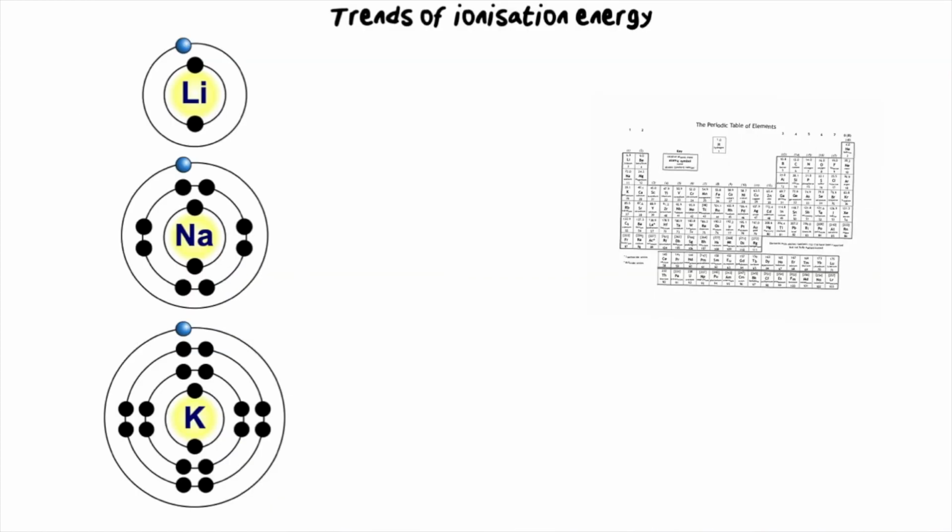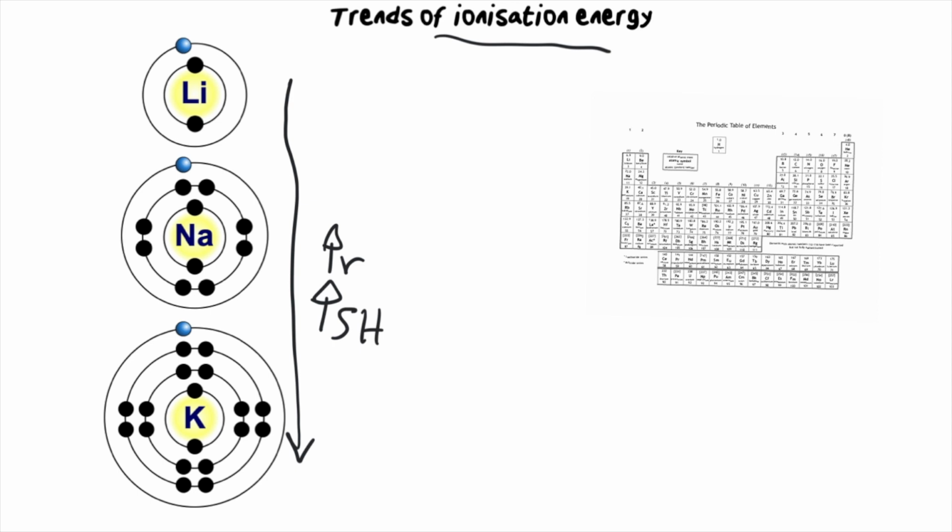We are now going to look at the trends of ionization energy. So we're going to try to relate atomic radius and shielding to ionization energy. Remember, first we said that as you go down any group in the periodic table, the radius R increases because of the number of shells. And so does shielding. Shielding increases for the same reason. What about ionization energy? Ionization energy decreases.